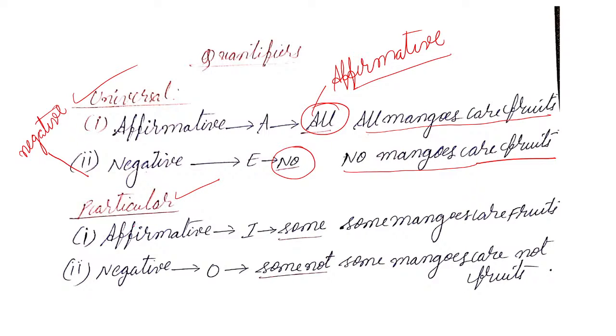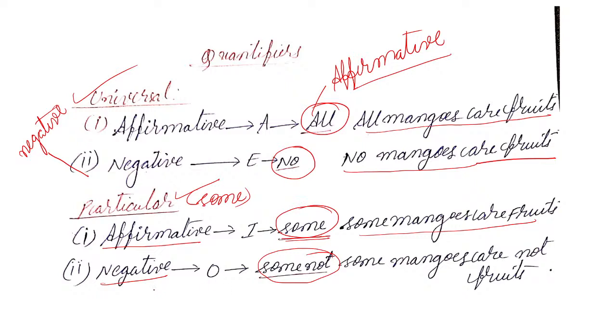Next, particular. Particular means some, right? In particular also there is affirmative and negative. Affirmative means positive. Negative means negative. Particular affirmative means some mangoes are fruits. This is the example of particular affirmative. Particular negative, some not. This is a keyword. Particular affirmative is some and particular negative is some not. Some mangoes are not fruits. This is the example of particular negative.